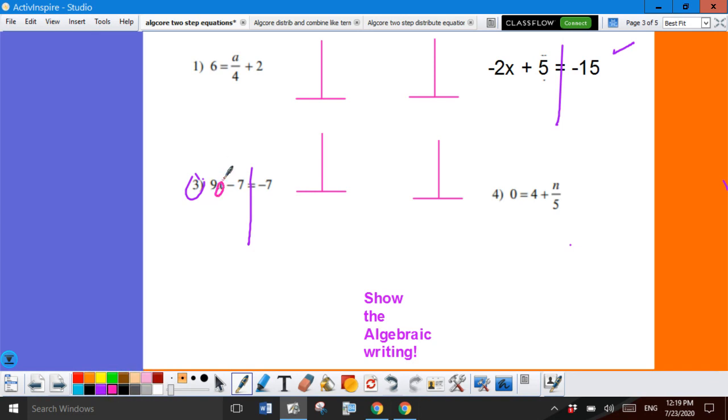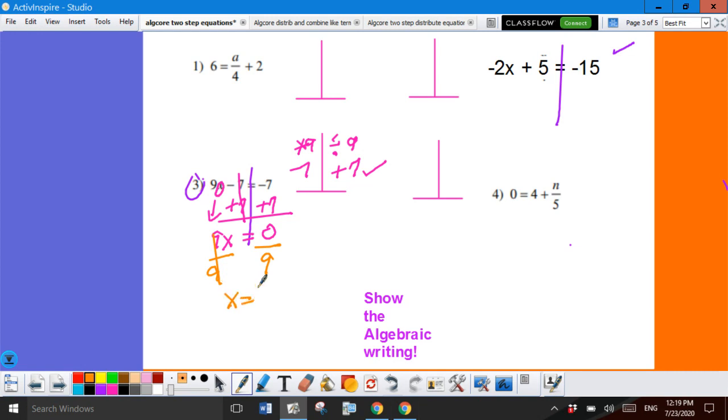All right, so this first one, times 9, divide 9, minus 7, plus 7. So I'm adding 7, draw the line, cross it out. 7 minus 7, that is 0. Drop my 9x. So I've done my first step. Second step, divide by 9. Cross out. X equals 0 divided by 9 is 0. So my first answer to number 3 is 0.